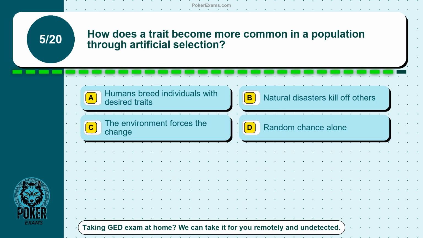Question 5. How does a trait become more common in a population through artificial selection? Option A. Humans breed individuals with desired traits. Option B. Natural disasters kill off others. Option C. The environment forces the change. Option D. Random chance alone.